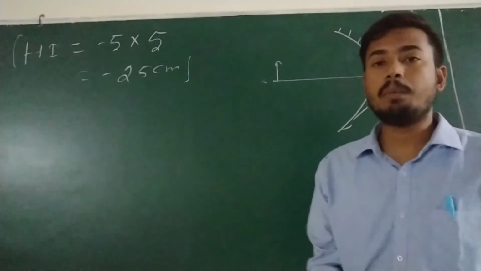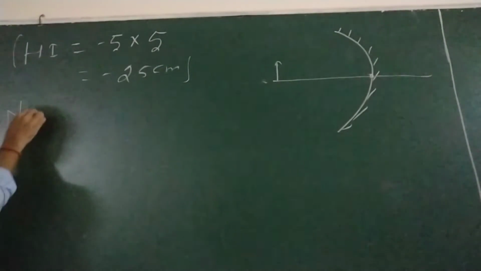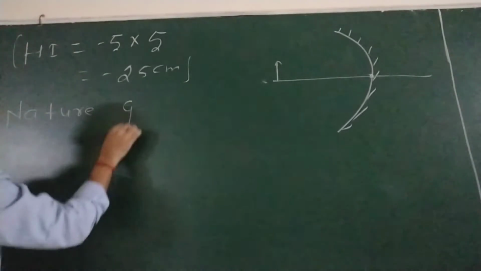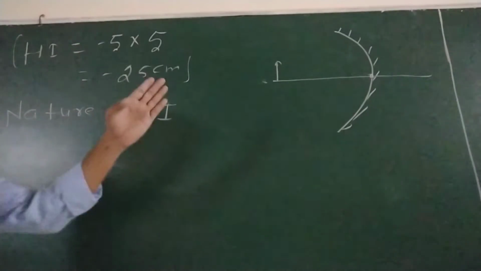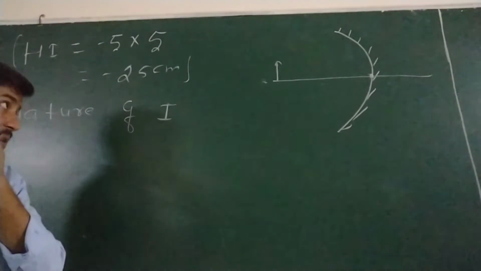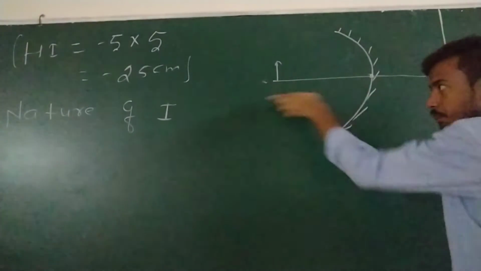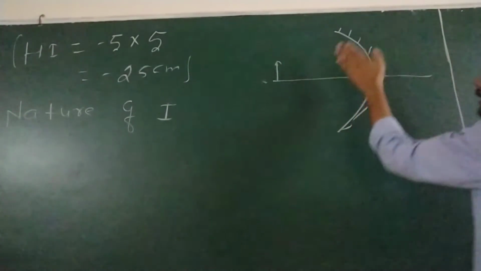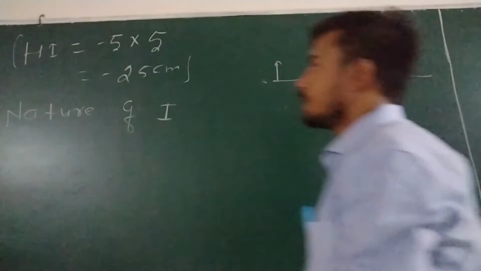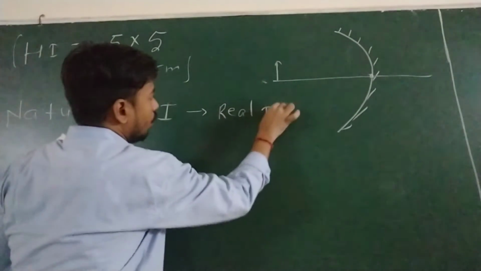The third thing we have to write is the nature of image. Yesterday I taught how to write the nature of image. Yes, everybody. Image means I am writing here only I. First, tell me whether the image will be real or virtual. Image position is coming minus 60, so minus 60 means in this direction. In this direction all images are real. If the image is virtual, then the position will be on this side. So first, what can I write? Real image. Yes or no? Real image. Wow, great.